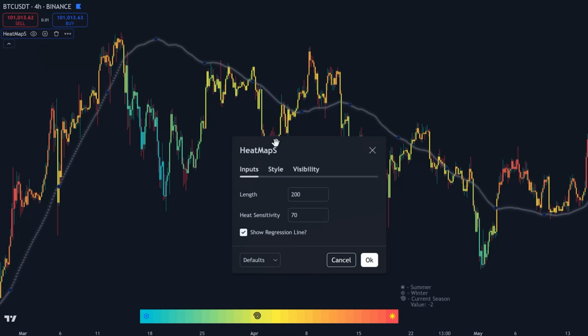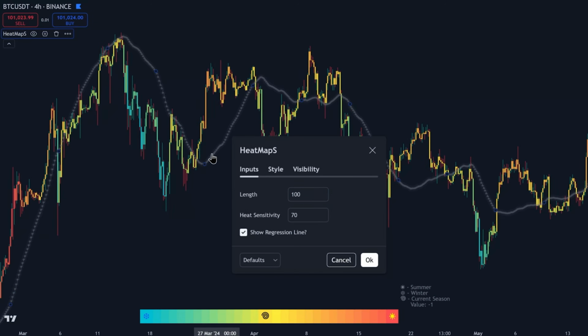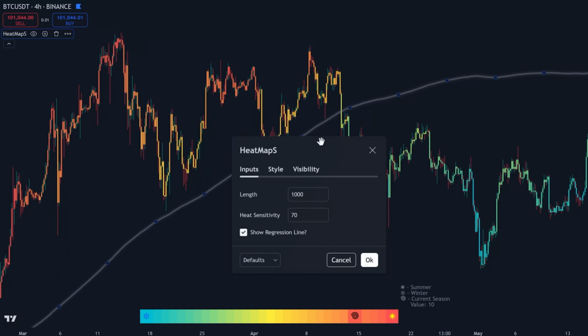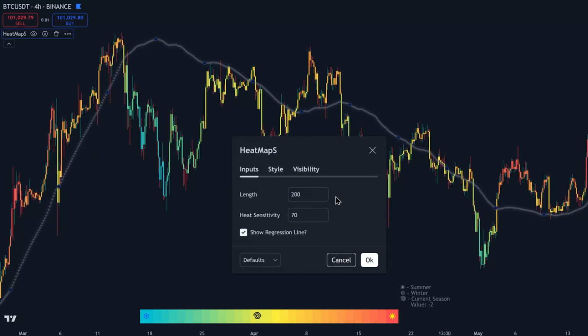First, the length setting. This defines the number of bars used in the regression calculation. A smaller number, like 100, makes the indicator more reactive, showing smaller price deviations. This is great for short-term trading. A higher number, like 1000, smooths out the fluctuations and focuses on bigger trends, ideal for long-term traders. The default value is 200, a good balance for most strategies. Adjust the length depending on whether you prefer detailed short-term insights or a cleaner, long-term trend view.